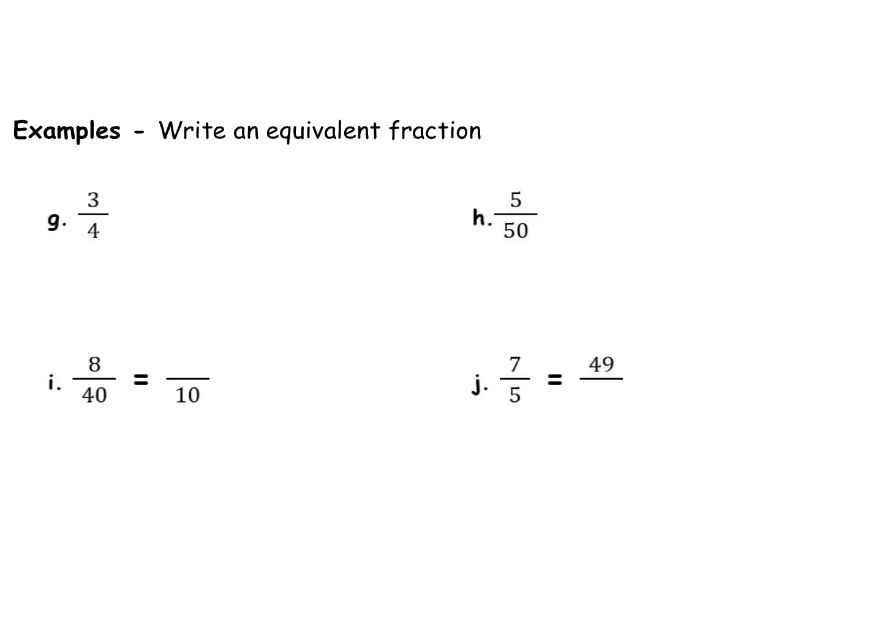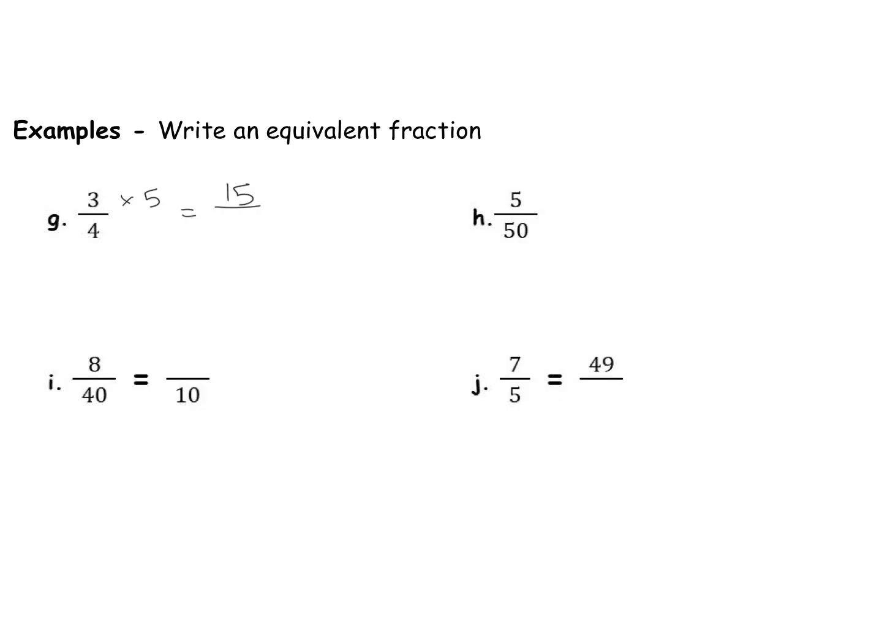So if I were to write an equivalent fraction for 3/4, right, as long as I follow that rule, I'm good to go. So I can choose any number. Let's choose 5. Why not? Okay, I'm going to multiply the top by 5. 3 times 5 is 15.